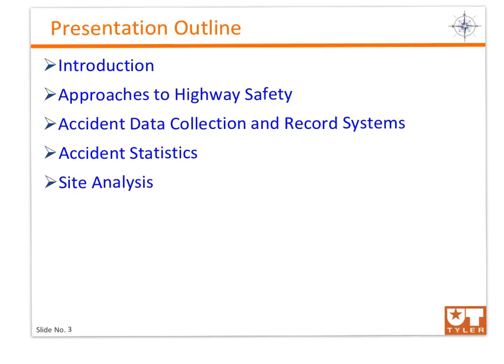We started with a brief introduction about accident rates and the history of the number of accidents that we tend to see in our country per year, and the number of fatal accidents and injuries, and how they decreased from the 1960s, which was about 50,000 people. Nowadays, in the last decade, we observe about 40,000 people. We also covered last time the approaches to highway safety, as well as accident data collection and record systems. In this lecture, we will be talking about accident statistics as well as site analysis.